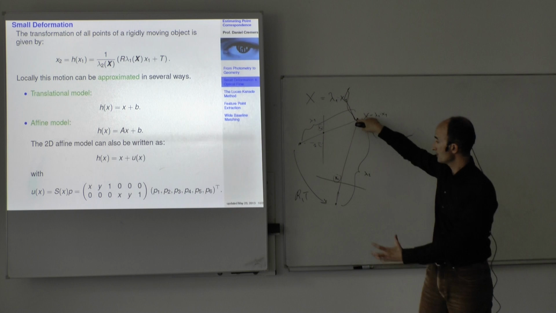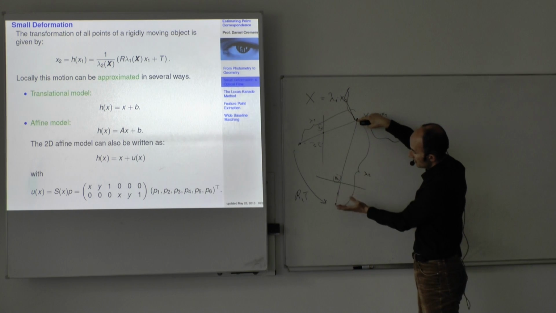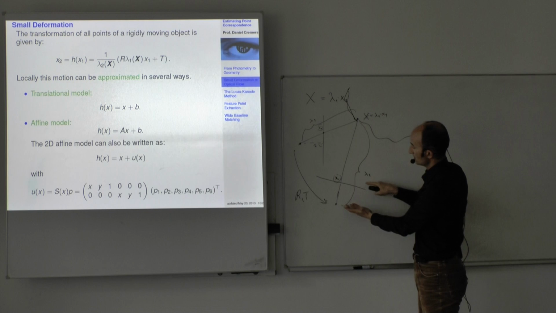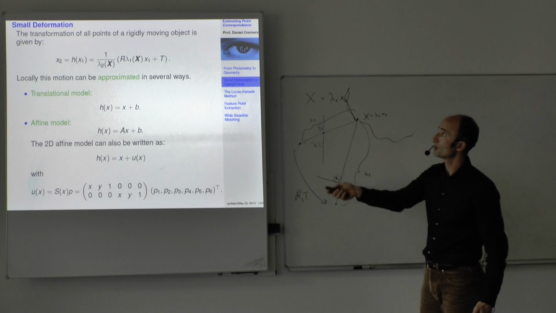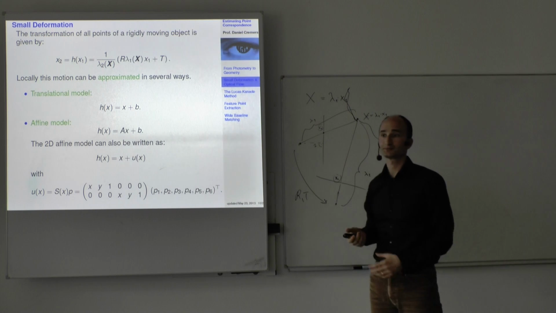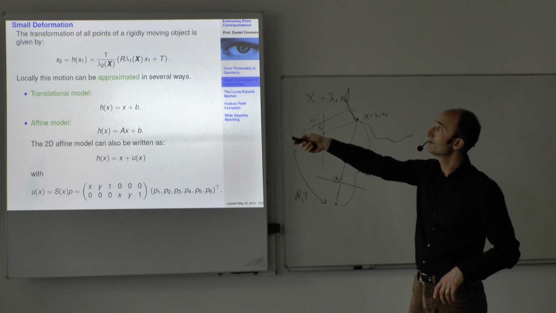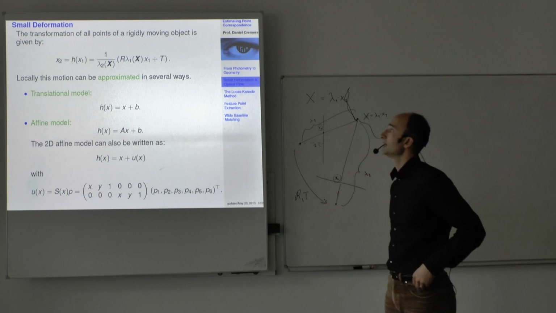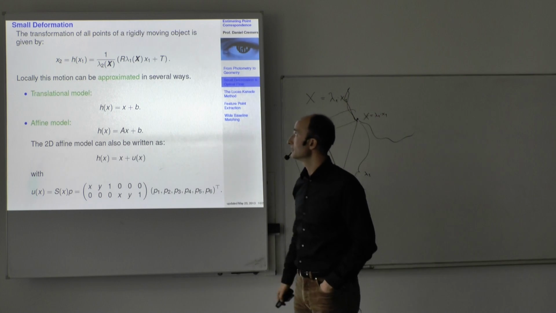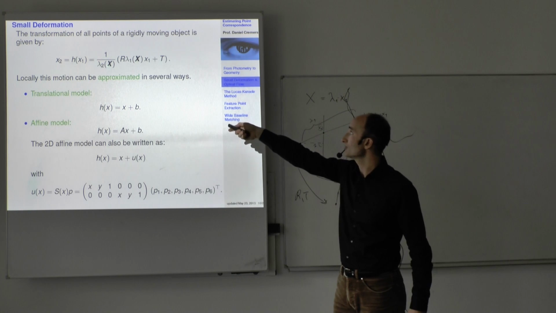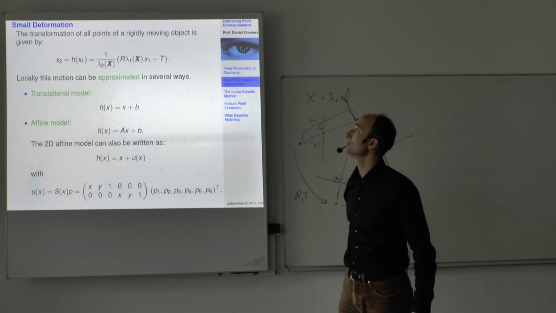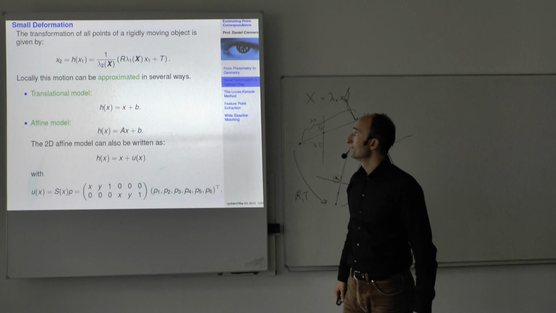So I get that point, but with respect to these coordinates, and if I divide by lambda 2, then I get this point x2. And so this is the mapping from the first image to the second image, the function h, and in general it's a somewhat nasty transformation because I divide by lambda 2, etc. But you can approximate it in many ways.